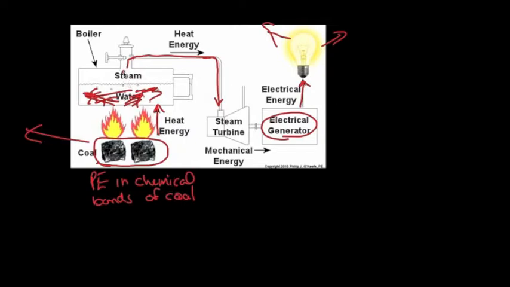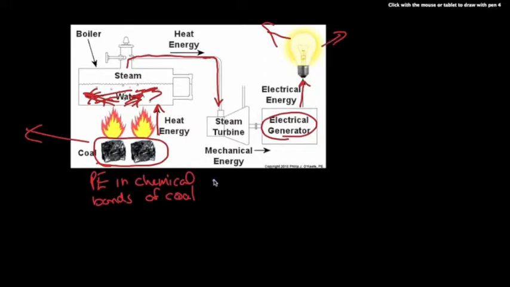The boiler traps all the high pressure steam and shoots it down a pipe and causes it to turn a steam turbine. The mechanical energy of the turning of the turbine turns the electrical generator, and the electrical generator converts that energy into electricity and transfers it to a light bulb, where it is released as electromagnetic radiation of light.